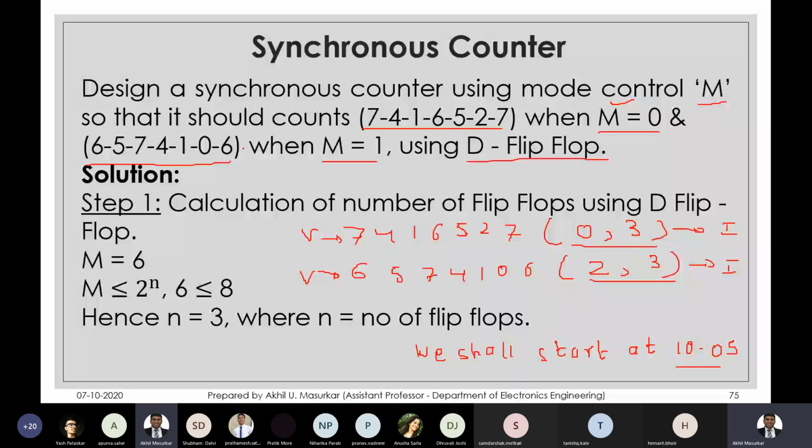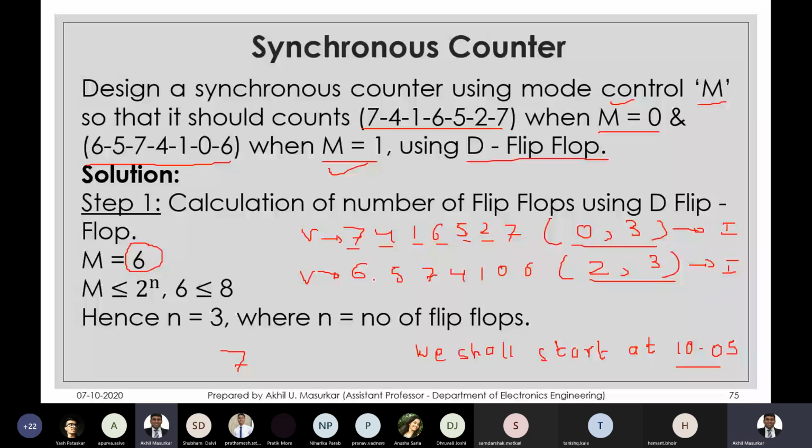I want you to start writing down the first two steps. We are using a D flip-flop. So step 2 would be just the excitation table of the D flip-flop, and step 1 is calculation of the number of flip-flops. Here m equals 6, and why 6? Because the maximum that we have to count is 7, and the number of states here are 1, 2, 3, 4, 5, 6, and then again back to 7. So that is why m is equal to 6.